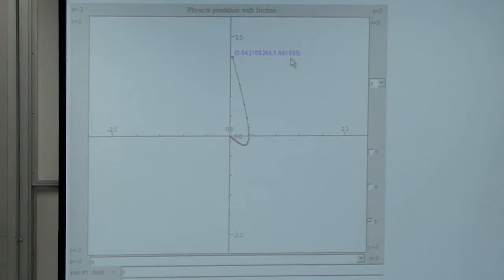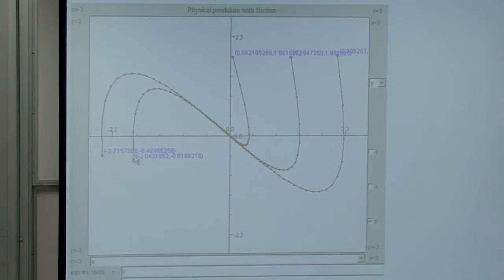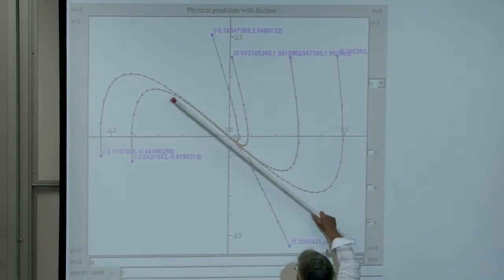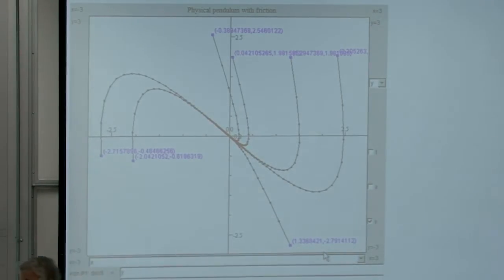Let's go over here. Let's start over here. Now let's start on the negative side. It's very interesting. Almost all these initial conditions are ending up coming in along here, aren't they? So they all seem to want to come in along this direction. All right, well, maybe, maybe not.